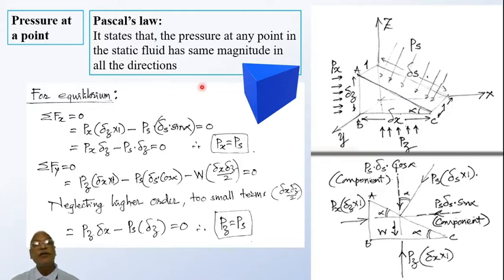So direction is coming into the picture, right? That is to say, magnitude as well as direction are coming into the picture. So to say, pressure is a vector. Pressure is a vector. It has got magnitude as well as direction.